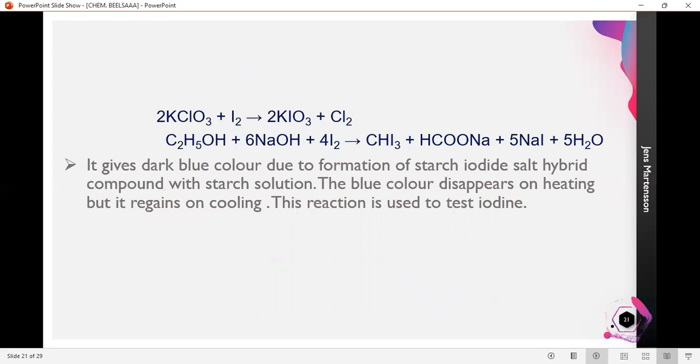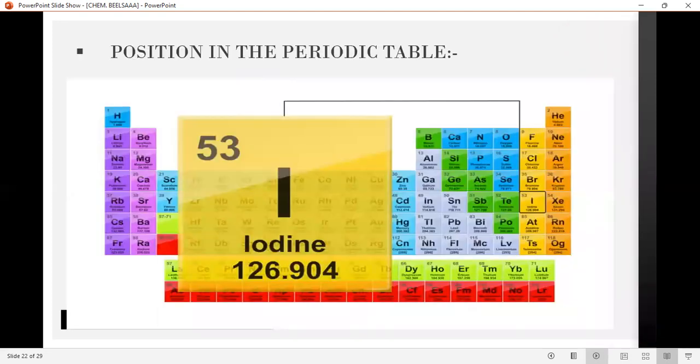It gives a dark blue color due to formation of a starch iodide hybrid compound with starch solution. The blue color disappears on heating, but it regains on cooling. This reaction is used to test for iodine. So moving on to the next topic, position in the periodic table.